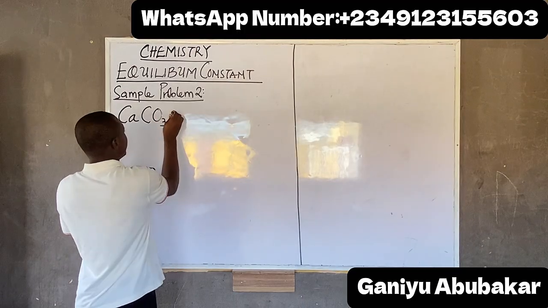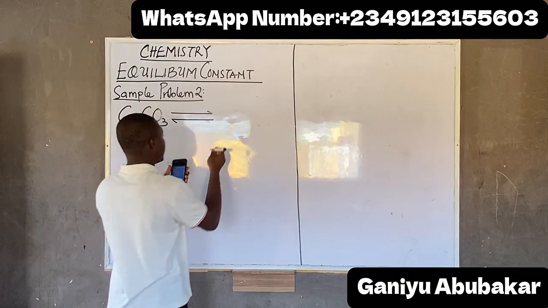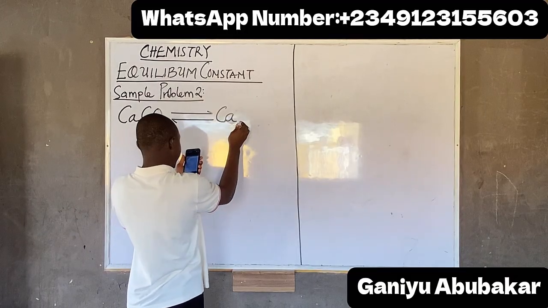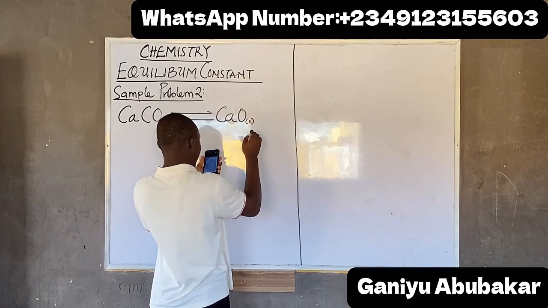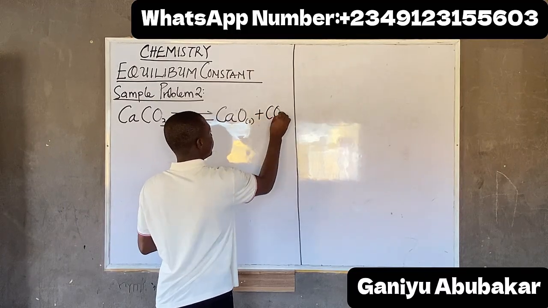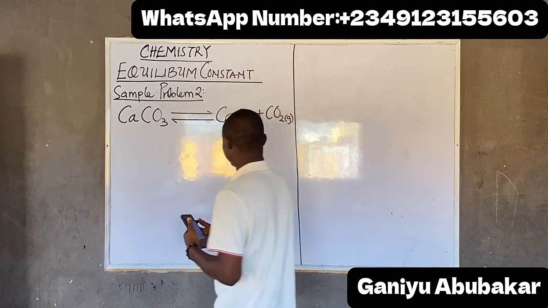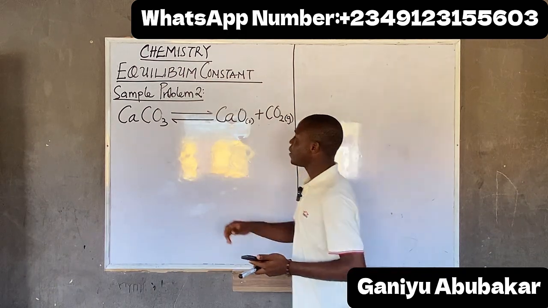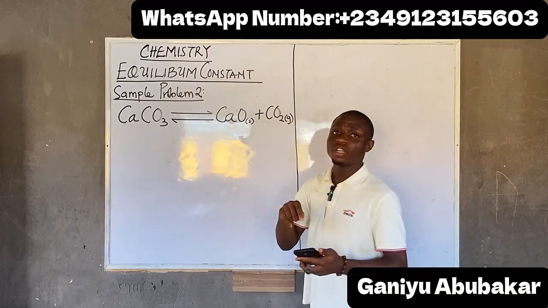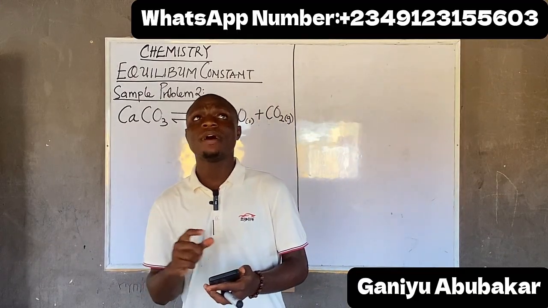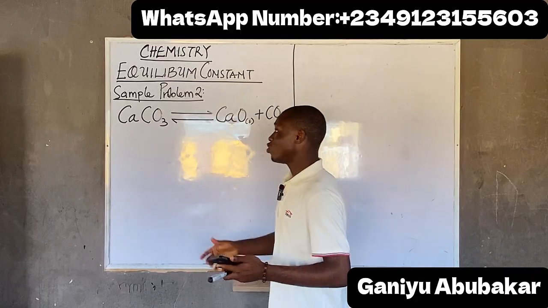CaCO3. This is your reverse concept, right? To give you CaO here in solid, plus CO2, of course, in gas. So as I was saying, this is the chemical equation given to us, right? What I just read out is the written word form of the chemical equation. So this is what we have here.